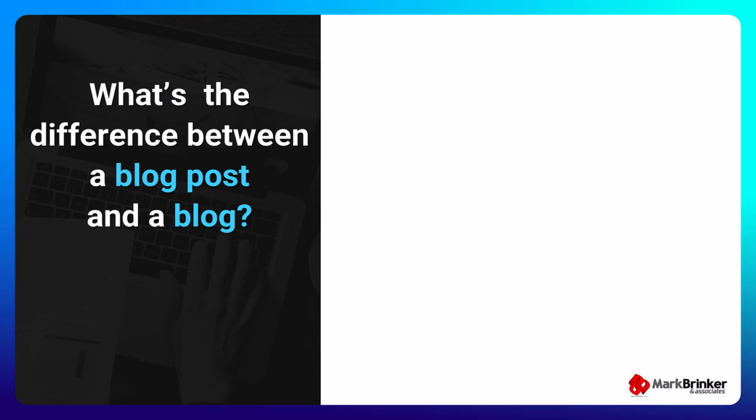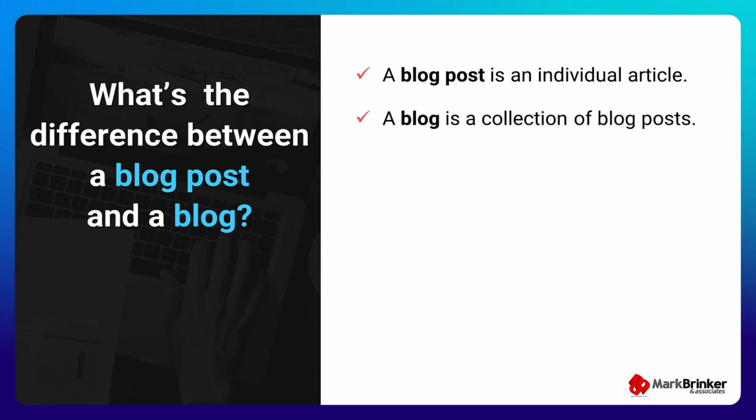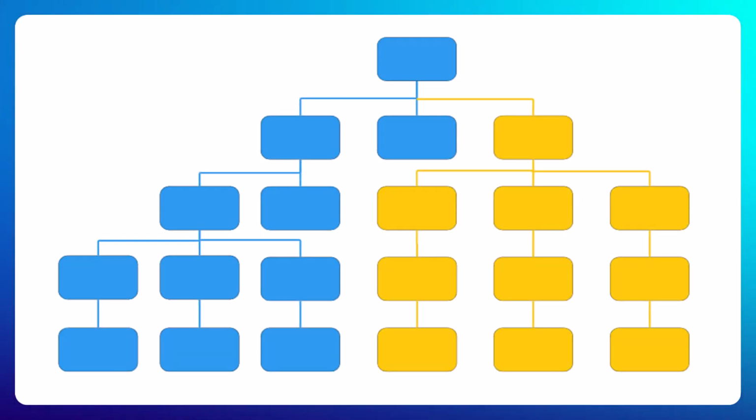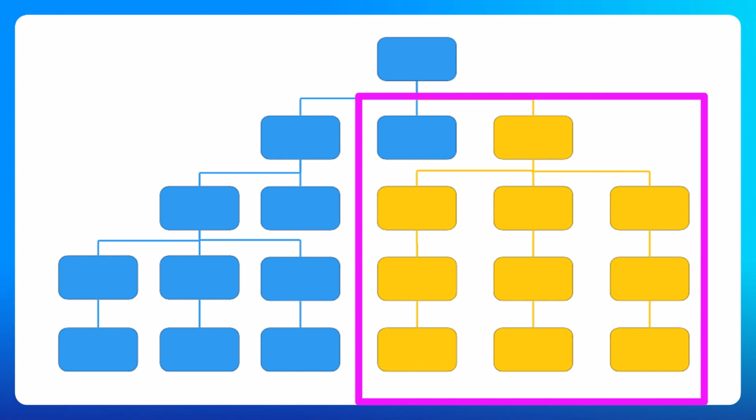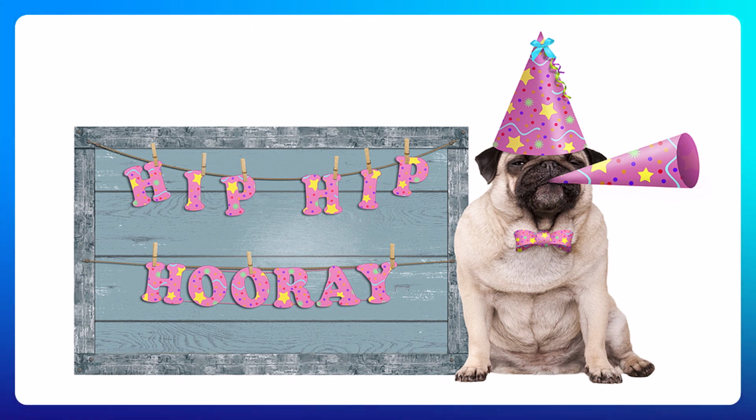And one final question today, what's the difference between a blog post and a blog? Well, the answer is similar to what's the difference between a web page and a website. A blog post is an individual article, whereas a blog is a collection of blog posts. That's all it is. Think of a blog like a container for all the blog posts. A blog can be a section within a website, or it can be a standalone website all by itself. Congratulations, you now know the lingo for all the basic parts of a website.